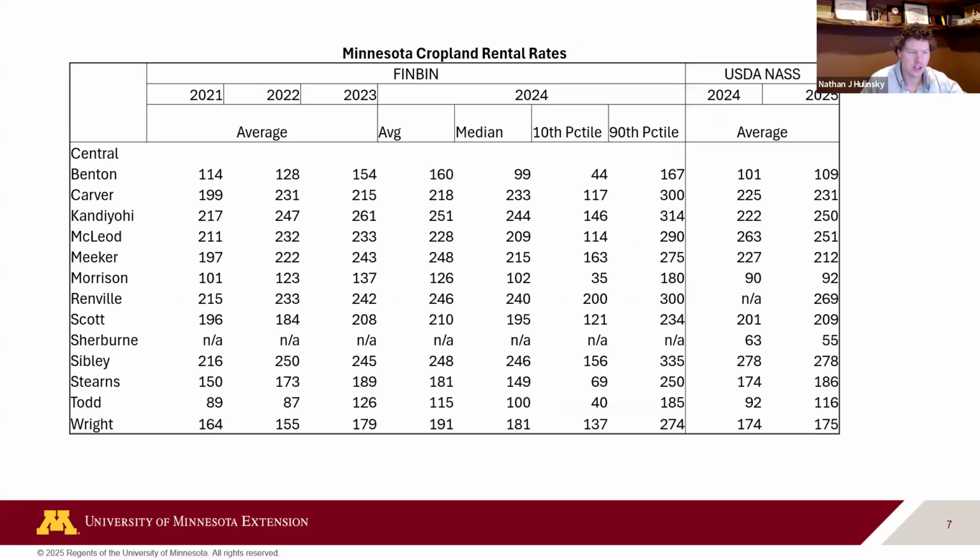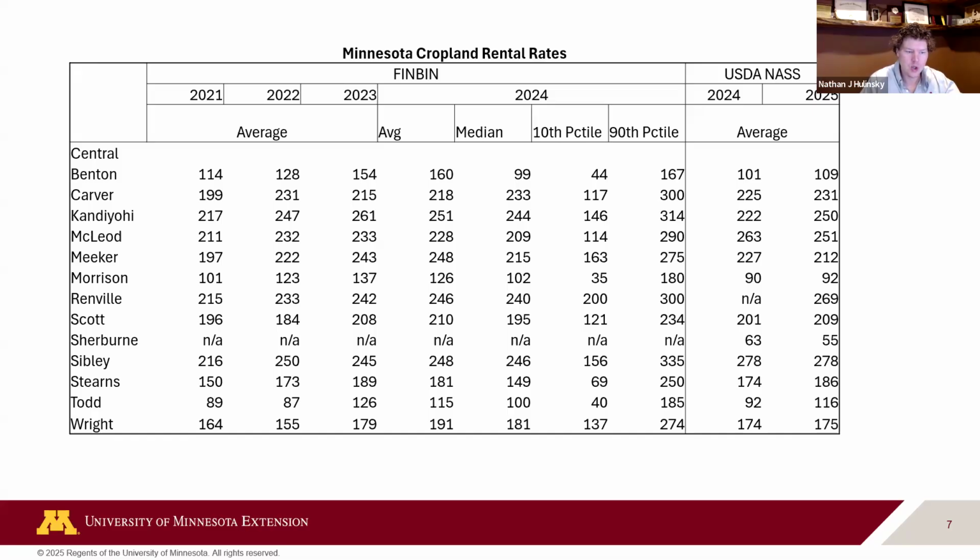And this is what it looks like. So I will focus on Wright County for my specific examples today, but we can see Wright County on the bottom here. We have 2021, 2022, 2023 average FinBin number. So we jump from $164 per acre. These are all per acre numbers. And this is specific for dry land as well, non-irrigated.